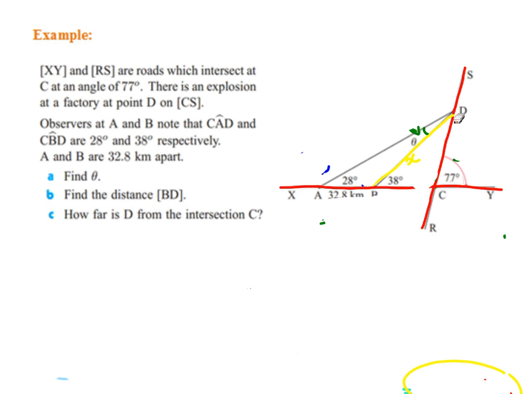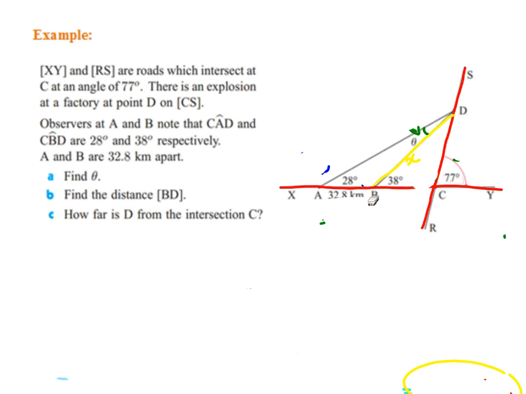Which is a point D on CS. So CS, RS is that whole thing. CS is just this little point here. So there's a big explosion at point D, at exactly this point. People observing at A, which is right here, and B, which is right here. B is right there, if you're not sure.